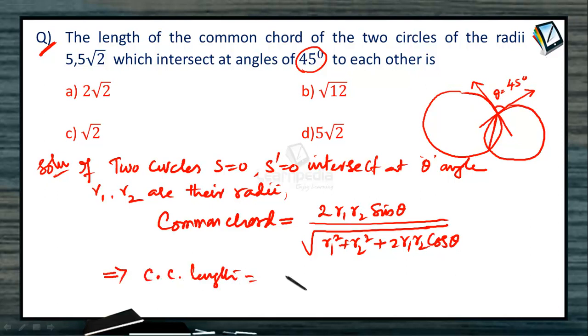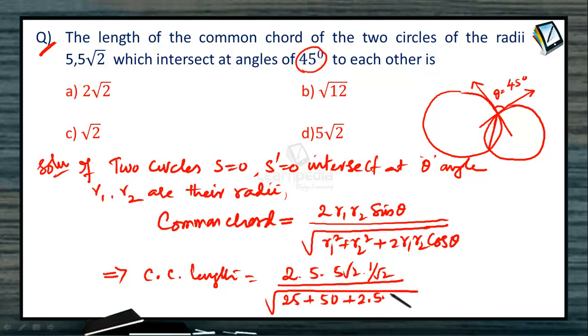The length of the common chord is equal to 2 into R1 is 5, R2 is 5 root 2, into sine 45 degrees, which is 1 by root 2, divided by root over R1 square is 25, plus R2 square, 5 root 2 squared, is 50, plus 2 into 5 root 2 into cos theta, which is 1 by root 2. This 1 by root 2 cancels with this root 2, and we are left with 5 as a 25 to the 50 divided by 50 plus 25, which is 75.